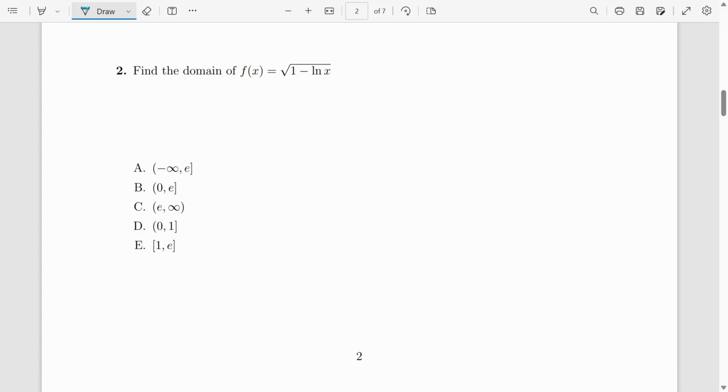All right, question 2. Find the domain of f of x here, the square root of 1 minus ln of x. So, all right, recap on what domains are. Domains are just the range of values that you can plug into the x in the function that will still make the output of the function valid.